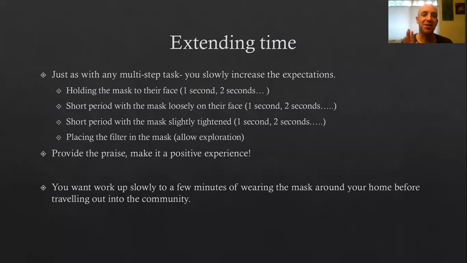Extending that time, just as with any other multi-step skill. We talk about toothbrushing. If you have a student that won't even let you get near their face with a toothbrush, let alone get it in the mouth and start brushing, you're going to need to start slower. So that's why I said here, holding the mask to their face, not even on their face. It might be in front of their face. One second, give that token, give that praise. One second, 2 seconds. You might do 1 second for a week and just give 5 tokens.